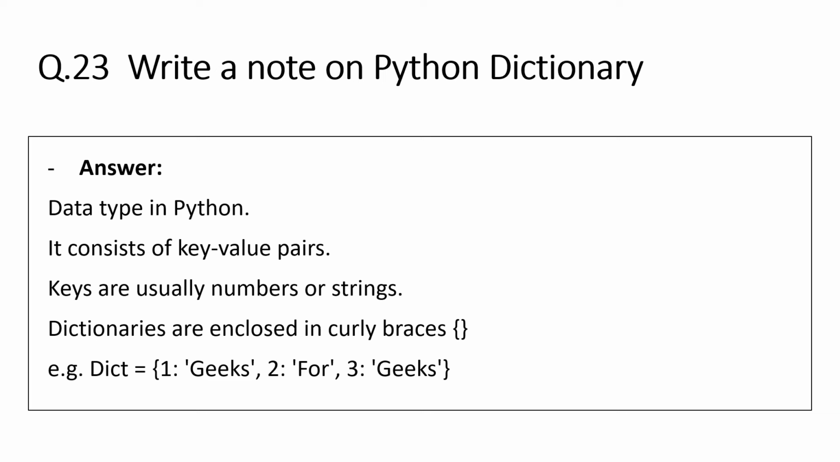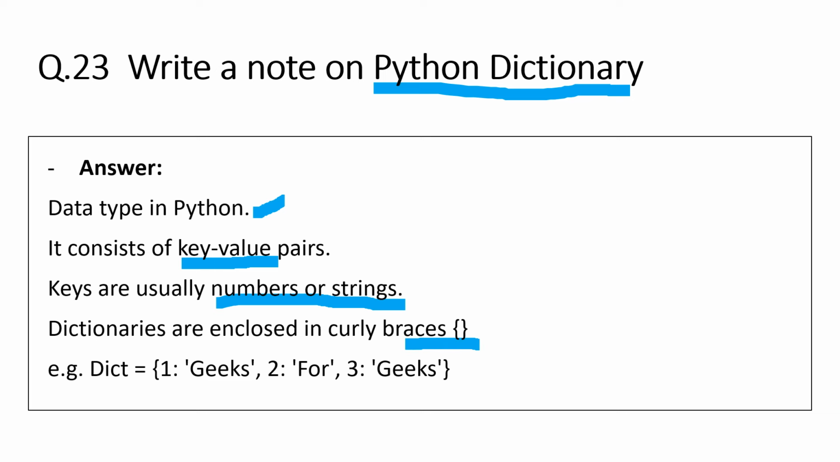Question number 23. Write a note on Python dictionary. We know that a Python dictionary is a data type in Python. It consists of key value pairs, and keys are usually numbers or strings. Dictionaries are always enclosed in curly braces.